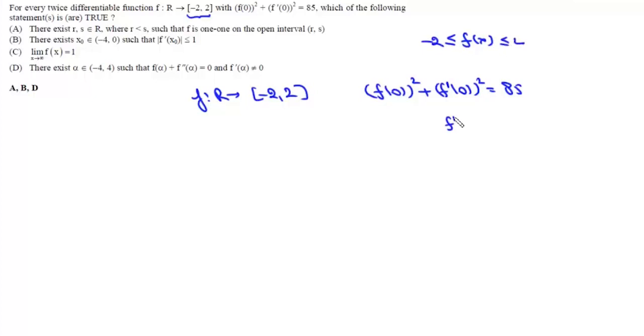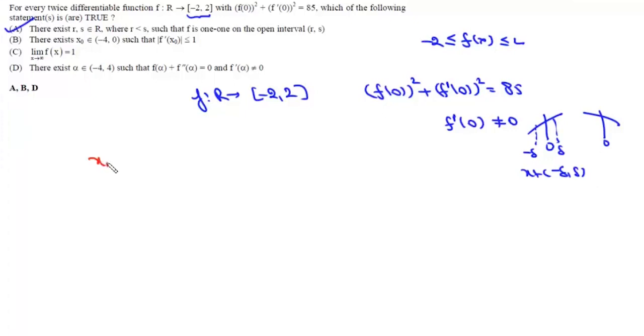Now here in this case, f dash 0 is not equal to 0. And if f dash 0 is not equal to 0, then it will be either increasing or decreasing in the neighborhood of 0. So we'll always have this small interval from minus delta to plus delta, where this function will be a 1-1 function. So that means this statement 1 is always correct.